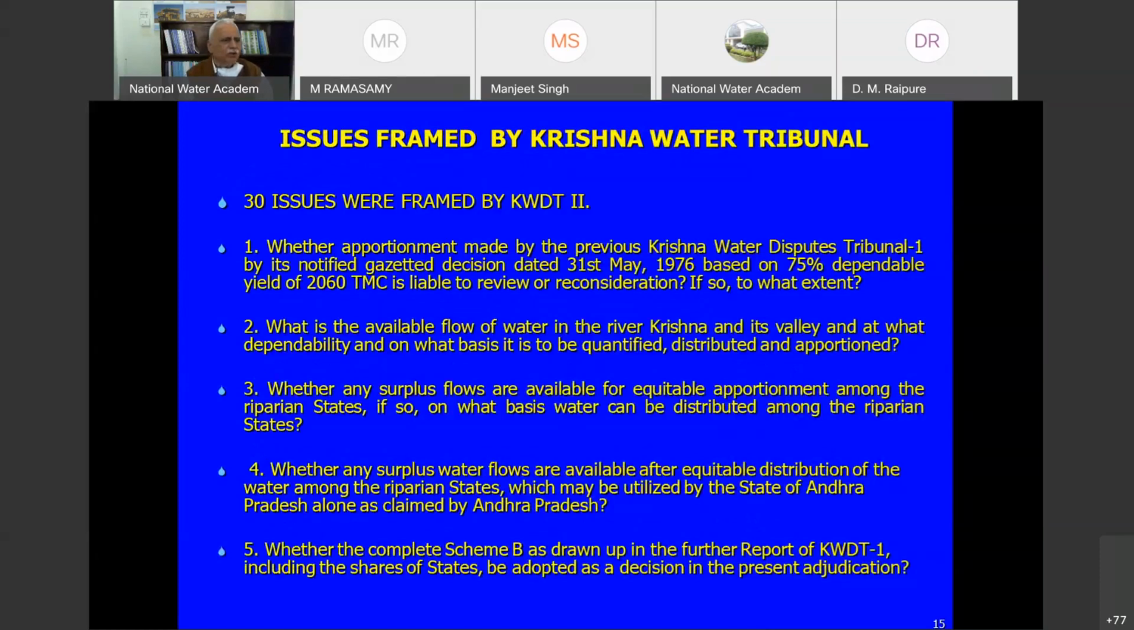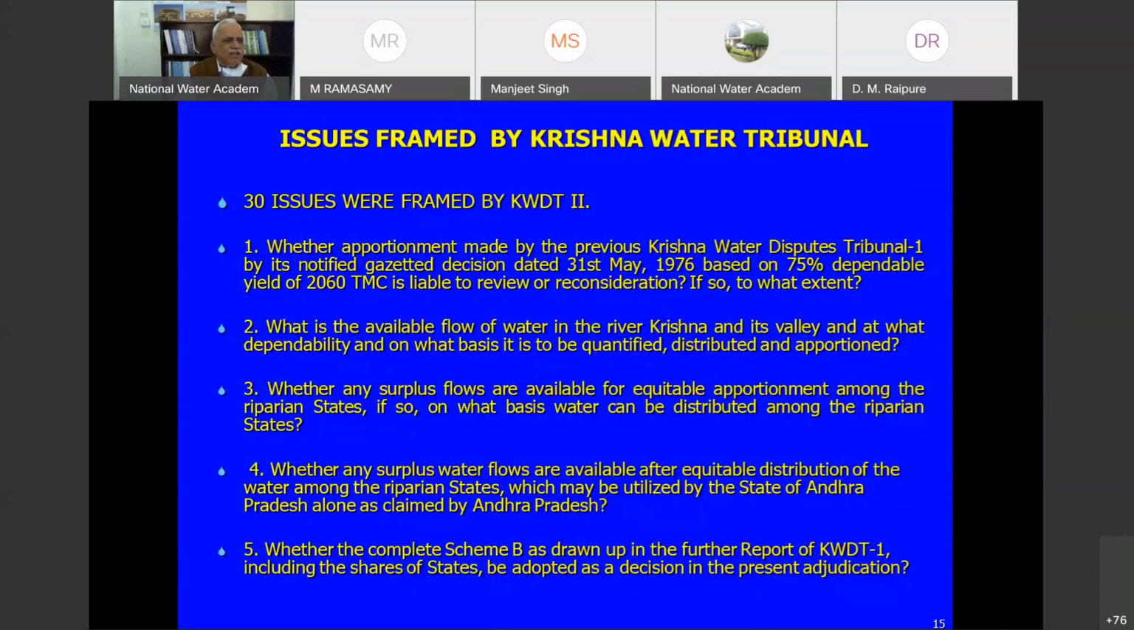Having gone through the documents and pleadings, statements of case, the tribunal, with the help of the party states and their counsels, framed the following 30 issues. Issue number 1 is whether the apportionment made by the previous Krishna Water Disputes Tribunal 1 by its notified gazetted decision dated 31st May 1976, based on 75% dependable yield of 2060 TMC, is liable to review or reconsideration. So clearly, issue number 1 is the outcome of the proviso to section 4 added by the Parliament.